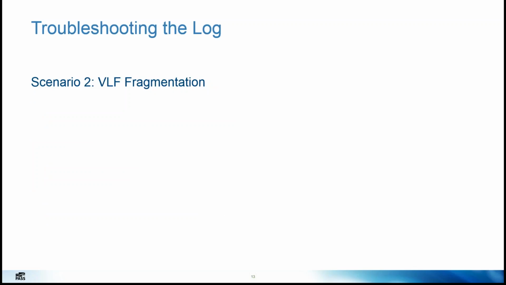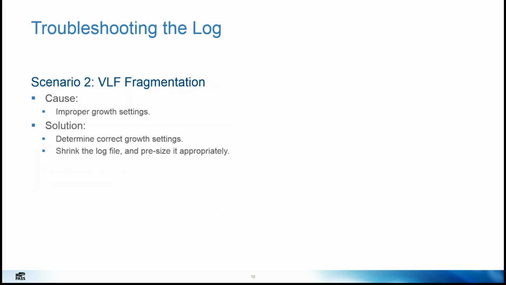Another common problem that we run into is VLF fragmentation, having lots and lots of little VLFs cluttering up your log. We want to avoid this. So again, the cause for this is improper growth settings. You've got your growth settings set too small. The solution for this is to determine your correct growth setting first, and you're going to do this by trying to determine how big your transaction log actually needs to be. Once you've done that, you go ahead and shrink the log file down, and then pre-size it to exactly what it should be. Maybe it should actually be 5, 6 gigs or even larger, depending on the workload of your database. And this is something that you would actually determine through testing.